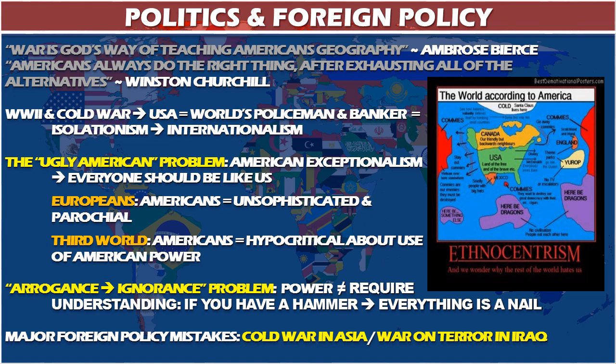So since World War II and the Cold War, the United States is both the world's policeman but also the world's banker. And we shifted from a foreign policy of isolationism, basically focusing on internal affairs, to one where we become incredibly involved in world politics. If something goes wrong in the world, the first question that people ask is, what is the United States going to do about it? And we have several things that kind of make that difficult for us, even if our intentions are good.